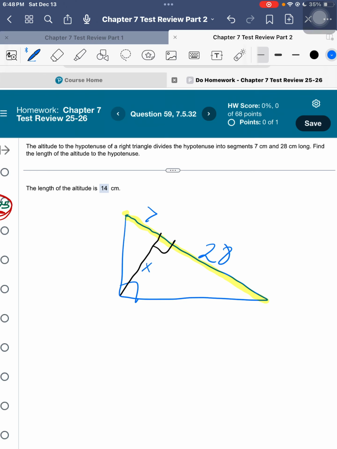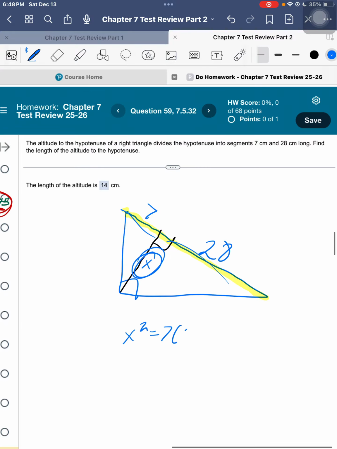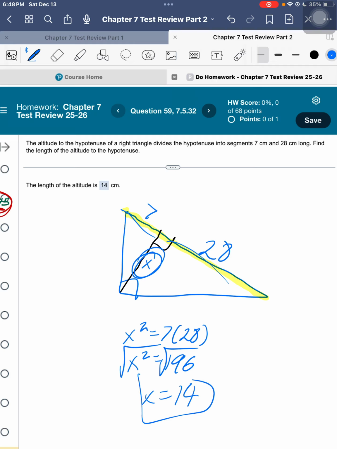So the length of the altitude will be what? This length, which is x. This is everything we've been doing. So now my geometric mean. Where's my geometric mean? Here on the altitude. So x squared equals, when my geometric mean is on the altitude, my a and b are each segment of the hypotenuse that was cut by the altitude. So 7 times 28. What is 7 times 28? 196. And what's the square root of 196? It is 14. So as long as you draw it, you'll be good to go.